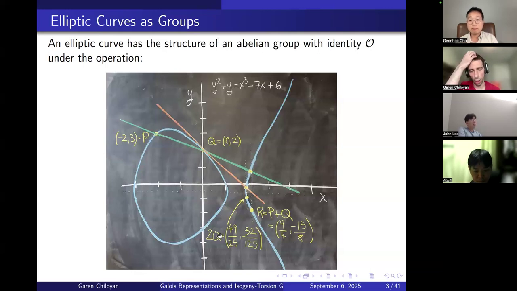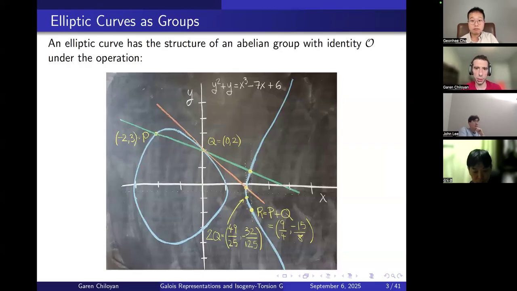So with this operation of how to add points together, we get an abelian group, a group that is commutative. So if I want to add P and Q together, it's the same as adding Q and P together. This operation is commutative. And this is a very important property of elliptic curves. Not just any algebraic curve, elliptic curves have this very, very special property.